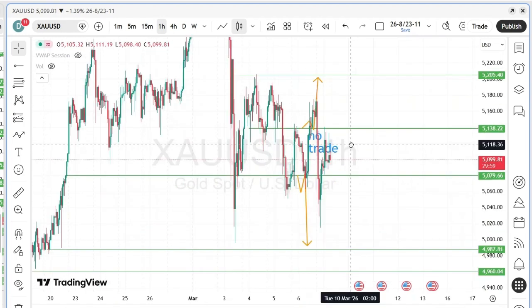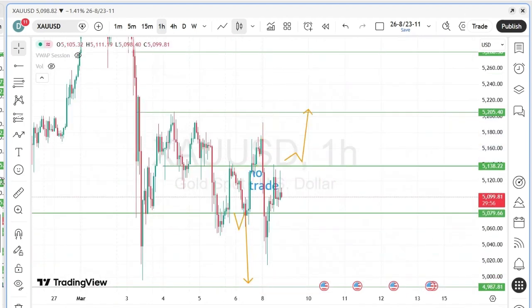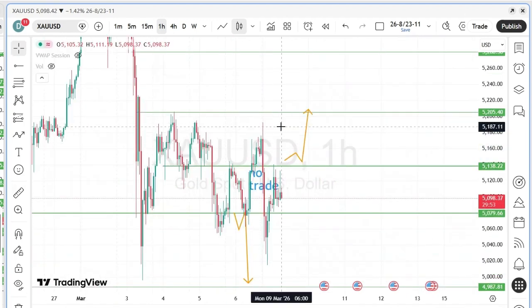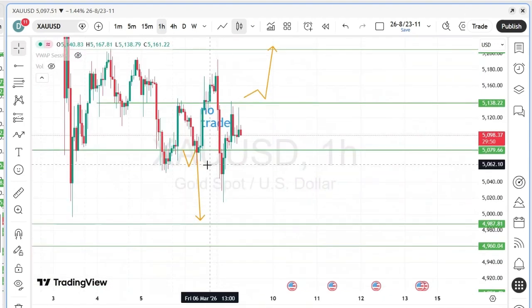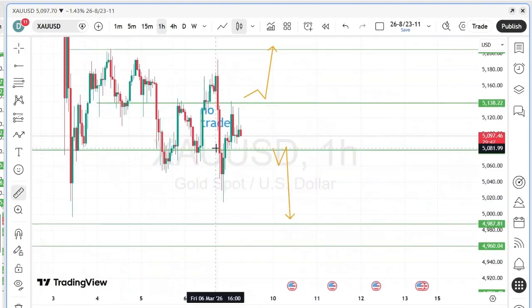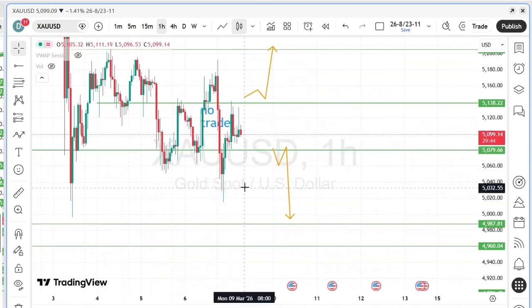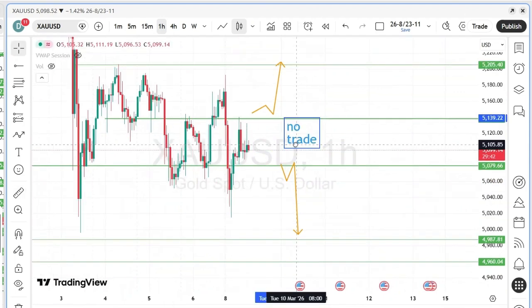Okay. In gold, I told that above this level we can look for buying opportunities. It went also from here till here. It went 530 pips. And below this level, I told that we have to look for selling opportunities. In here, it went also, but it again gave a complete V-shaped recovery, 670 pips. So this will again remain a no trade zone.